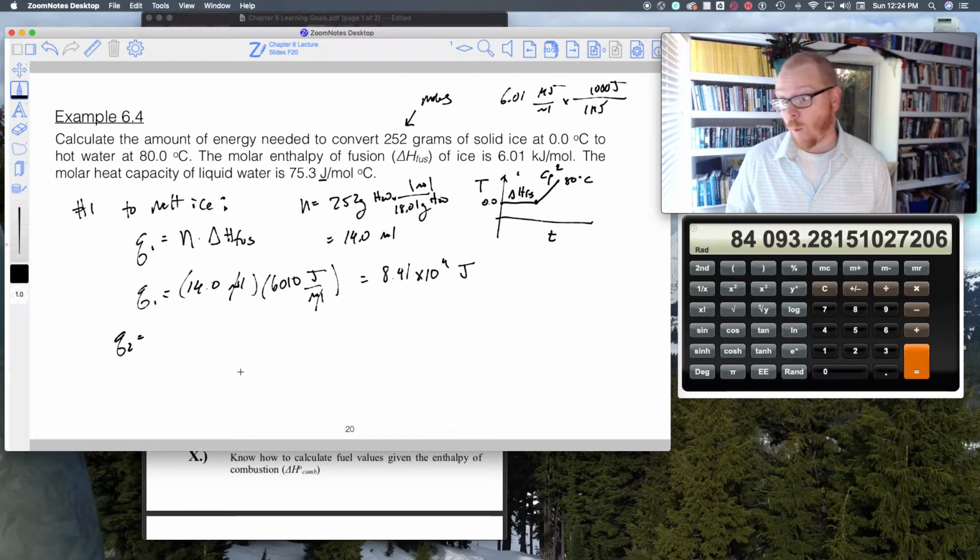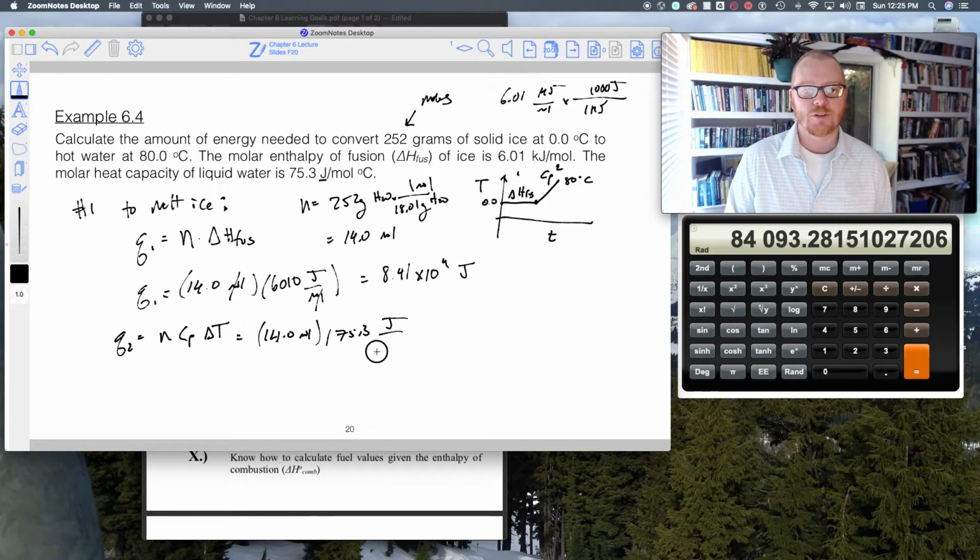Okay? So now we've got water at 0 degrees. To raise the temperature, we're now going to use n times CP times delta T. And this is the equation that gives us the change in temperature. So we note that we have 14.0 moles for n. We note that the heat capacity, CP, is 75.3 joules per mole per degree C. And now what about the delta T?